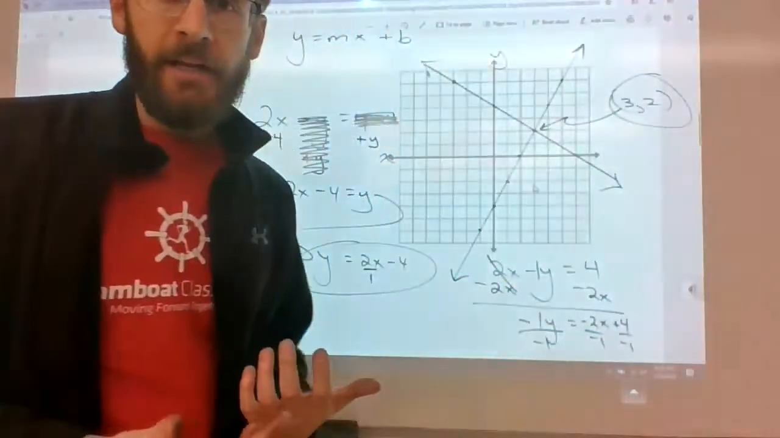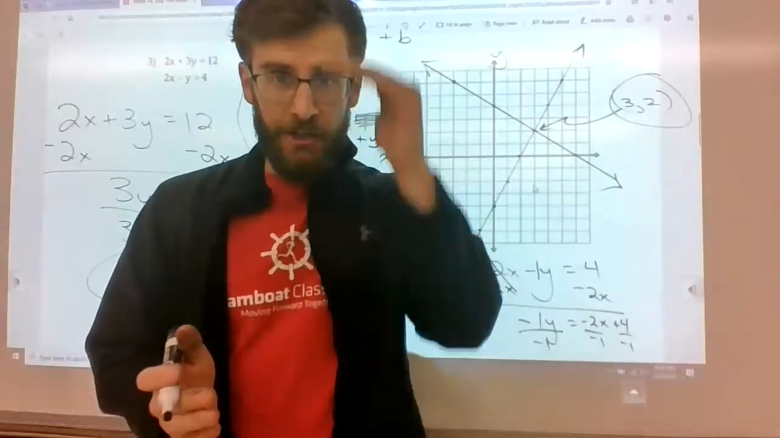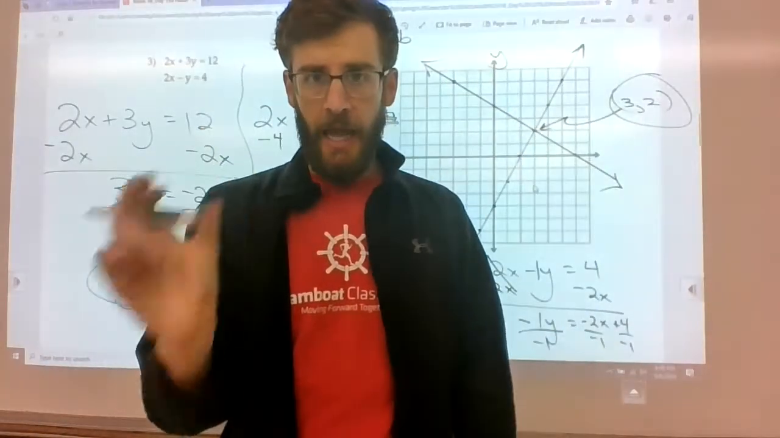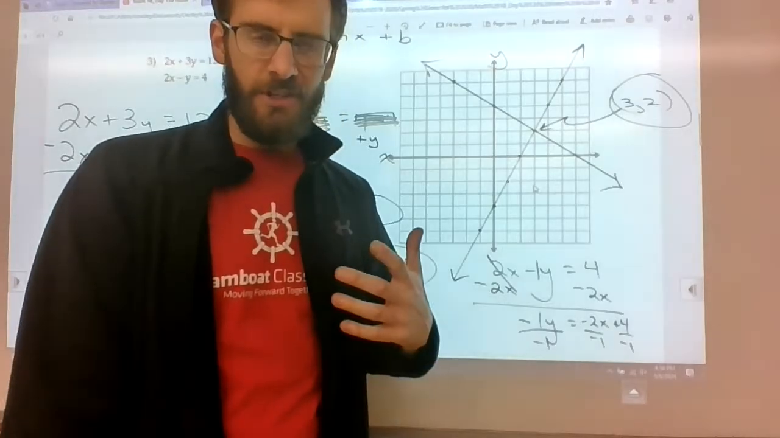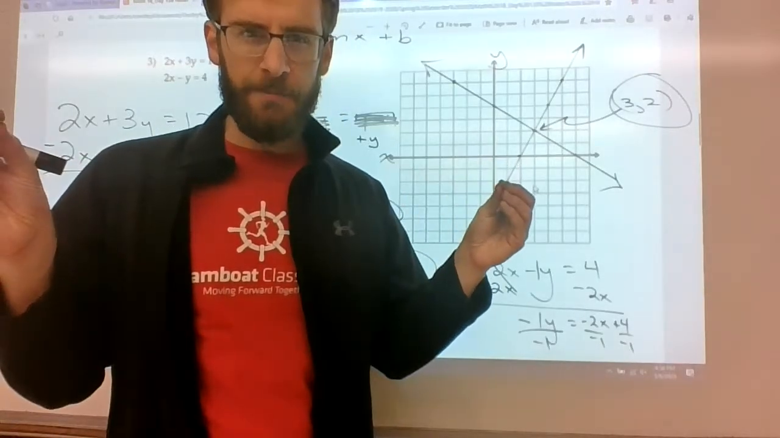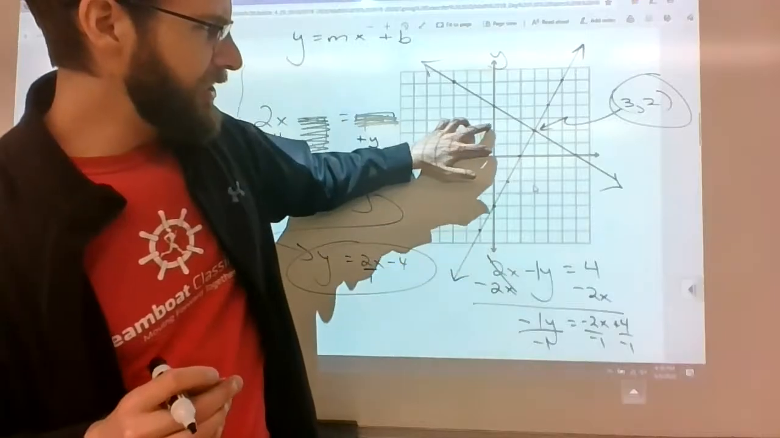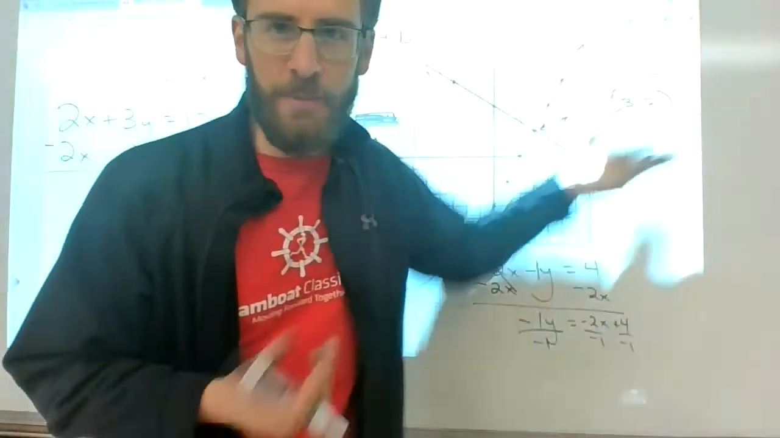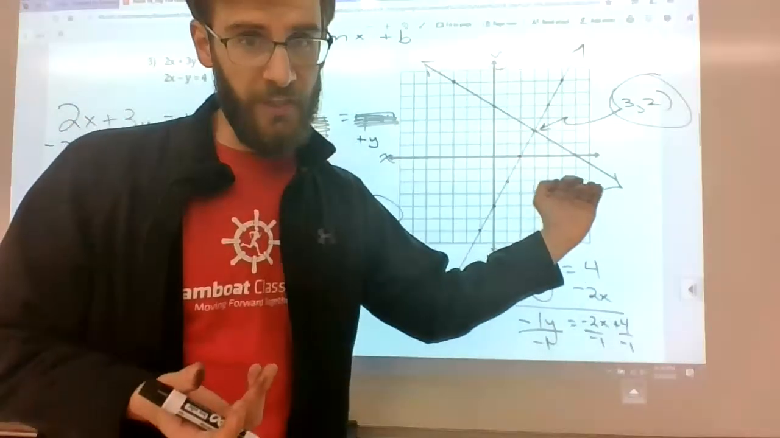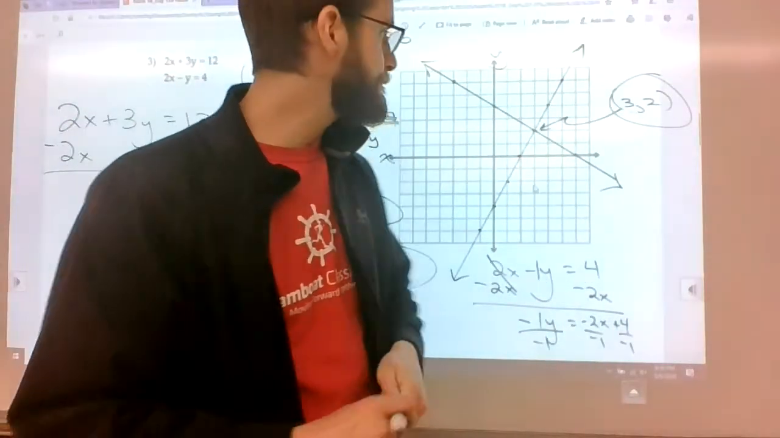Keep in mind, too, that students oftentimes will get the rise over run confused with the x, y. They'll try to reverse it. So you got to really separate those two concepts within your brain. It's like you want to say up 2, right 3, and make it 2, 3, but it's 3, 2. That's the ordered pair coordinate.